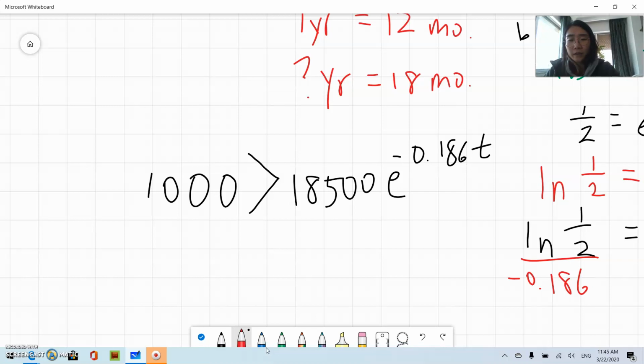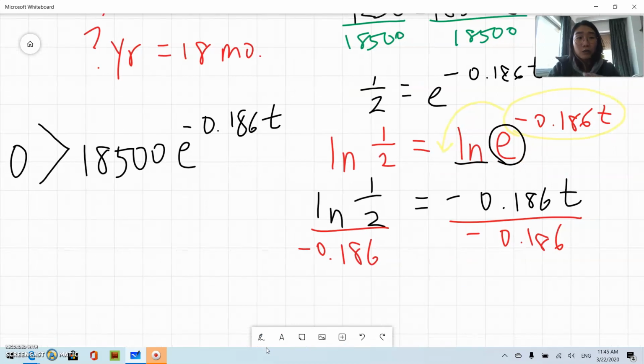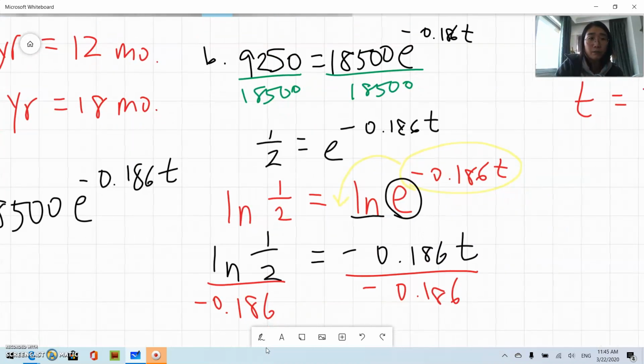nothing to worry about other than the fact that you need to isolate T. Again, if you use the technique that I showed you right here, you will not get confused with where does my inequality sign go and things like that, okay? So I will let you try that on your own. I just wanted to really show you this example, the part B, because that's the only example that I didn't show you on the lesson video. So I hope that helps.